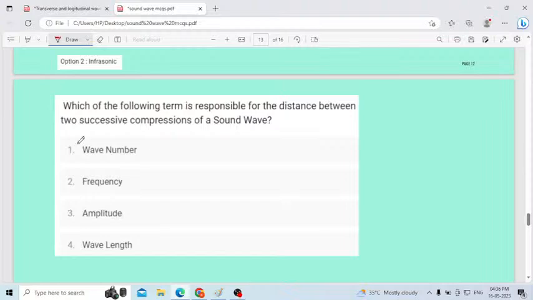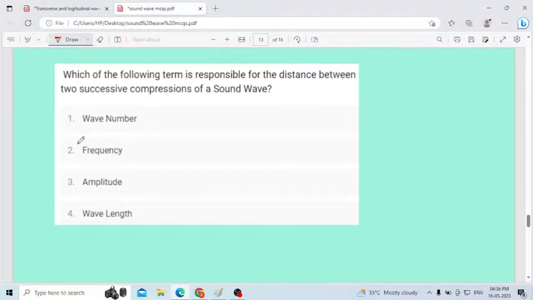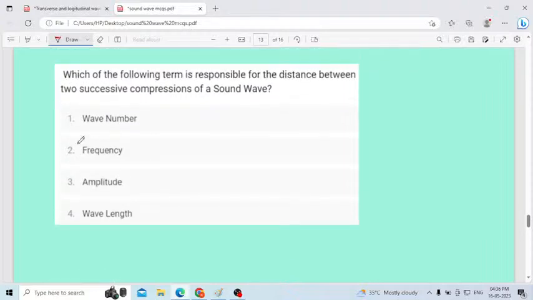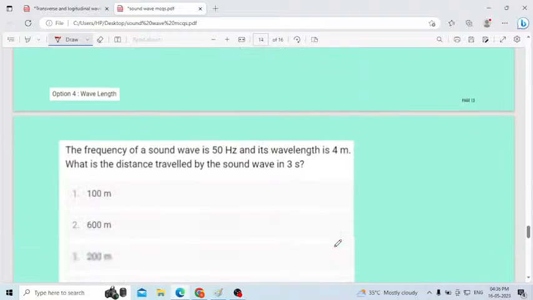Next question. Which of the following terms is responsible for the distance between two successive compressions of a sound wave: wave number, frequency, amplitude, or wavelength? Compression, rarefaction, compression, rarefaction. The distance between two successive compressions is nothing but the wavelength. If you measure from a compression to the next rarefaction, it is lambda by 2. Everything you have to remember, that is wavelength.